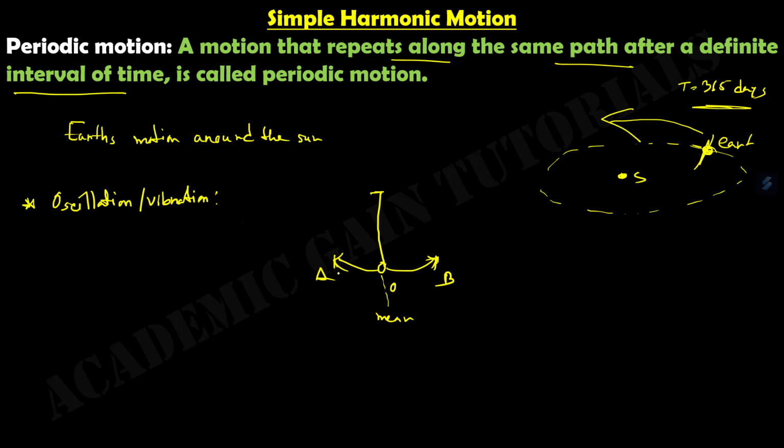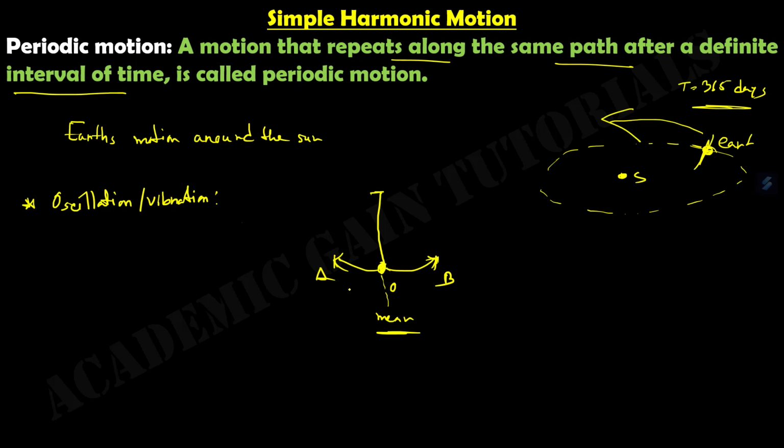So when we take this pendulum to point B and release it, it again comes to point O and goes to point A, then again comes to point O and goes to point B. So when a body moves back and forth about a mean position, this is our mean position, its motion is called oscillation or vibration. I hope you understand the basic concept of oscillation and vibration.